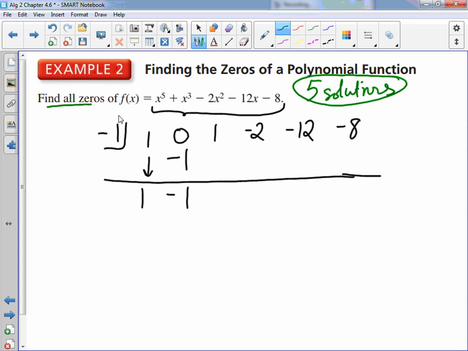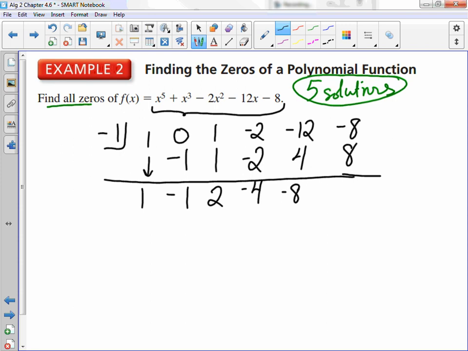-1, which would give us 1. Plus 1 would give me times negative 1, which would be negative 2 plus negative 2. And you're really utilizing the ANS, the previous answer, because it'll generate that for you. So you're really just repeating this process. Negative 1 times negative 4 is 4. Negative 12 plus 4 is negative 8. And negative 1 times negative 8 is 8. So we get 0, yes?